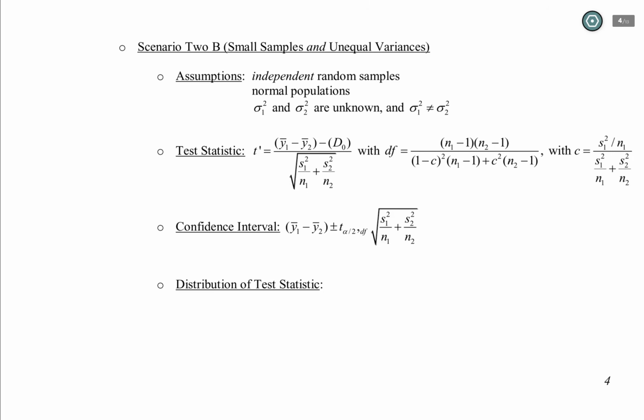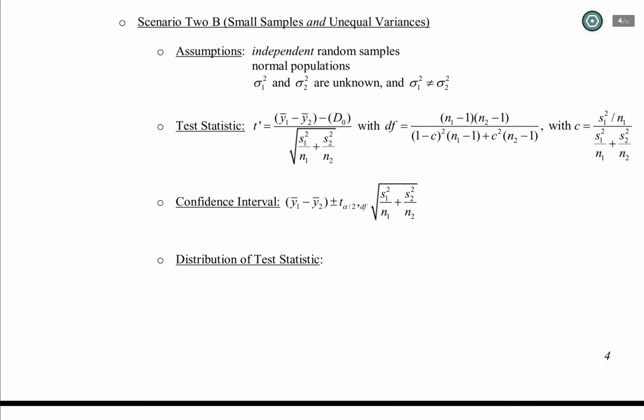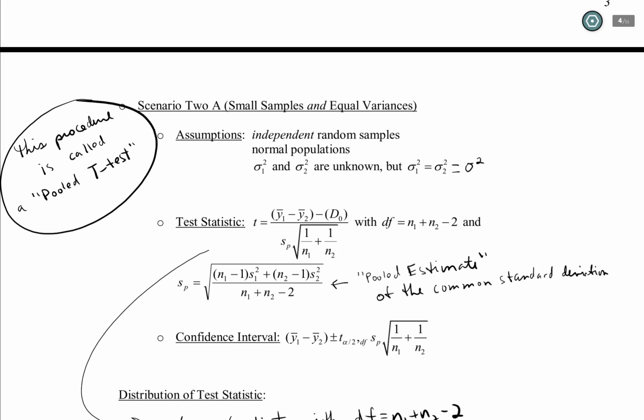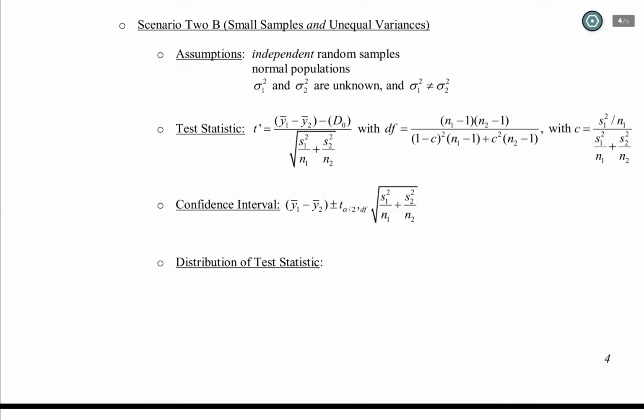Scenario 2 here, I'm still under the small sample scenario, but now I'm going to relax this assumption. What if the variances are different? Well, here's an approach that allows me to do an approximate test. Everything else is the same under the assumption heading, but I'm allowing my variances to be potentially different. Okay, the test statistic here, using the notation of our book, is a t prime.